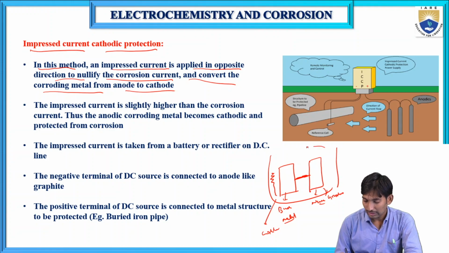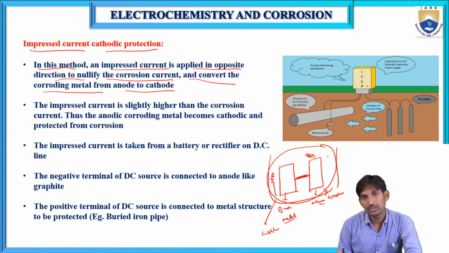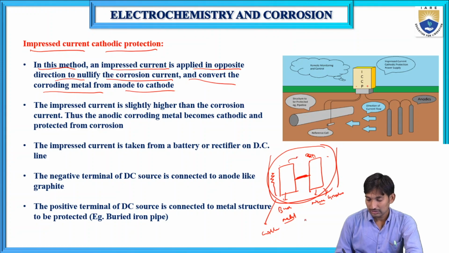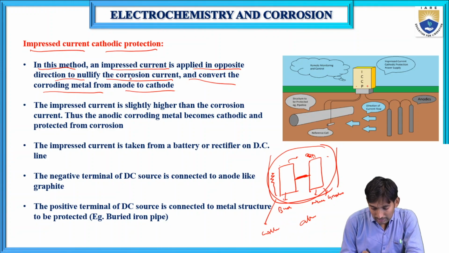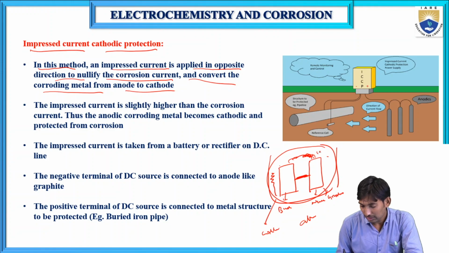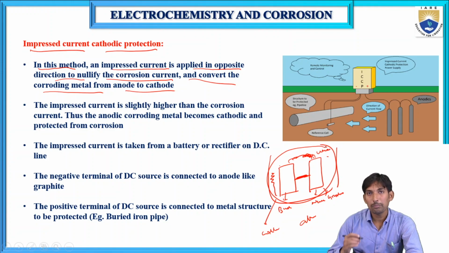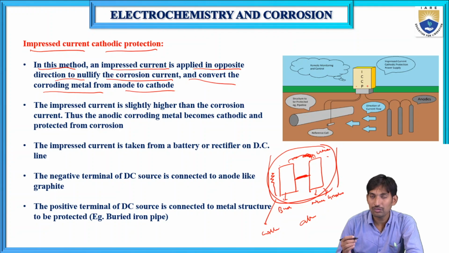What happens? Electrochemical corrosion occurs in this case. One acts as anode, the other acts as cathode, so electrons move from anode to cathode. In this way, some current is developed inside the electrochemical cell. This current is called the corrosion current. So we have to apply some external impressed current to nullify this corrosion current.